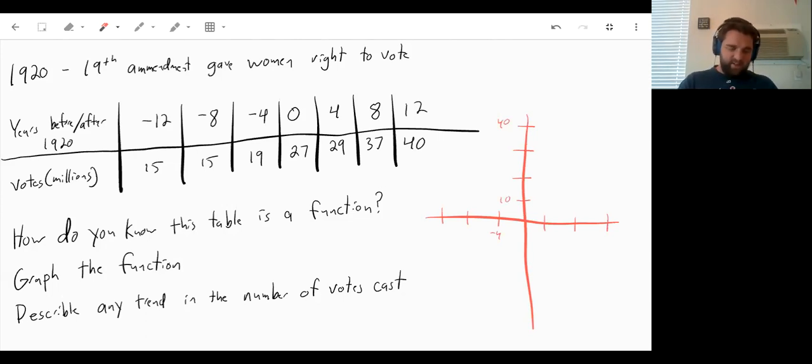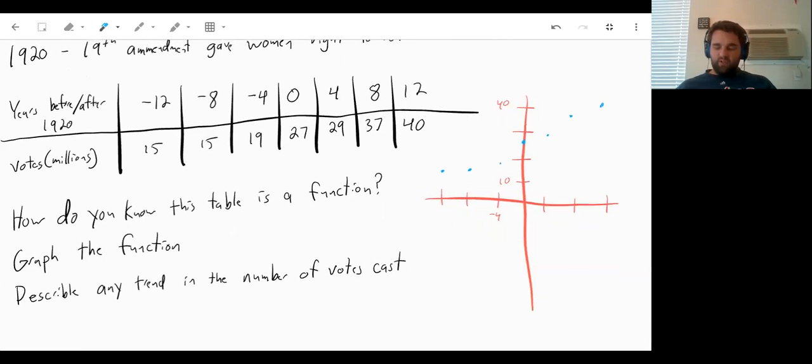And now we just have to graph this. So let's go and plot our points. So at -12, we are up at 15. At -8, we were still at 15. At -4, we were up to 19. At 0, we were up to 27. At 4, we were up to 29. At 8, we were up to 37. And at 12, we were up to 40. So this is our function.